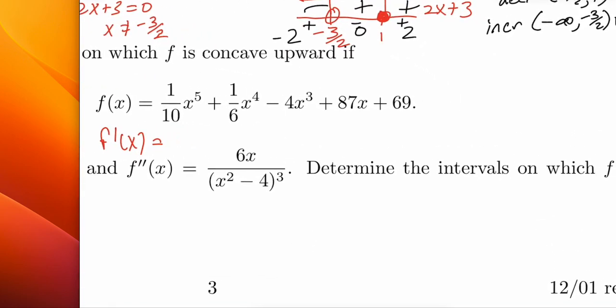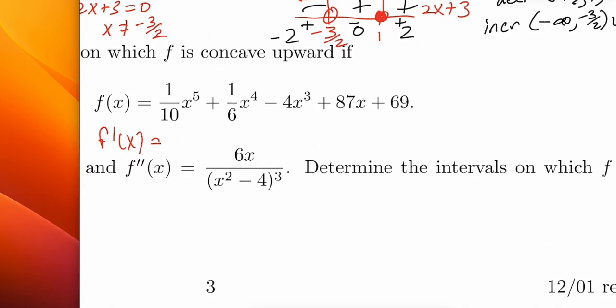So if we look at problem 30, the first step you want to take is to find the first derivative. So if we drop the power down front, multiply by 1/10, 5 times 1/10 is 1/2. Power goes down by 1. 4 times 1/6 is 2/3. Power goes down by 1. 4 times 3 is 12. Power goes down by 1. And then we've got 87, and then the derivative of 69 is 0. Okay, now that's our first derivative.